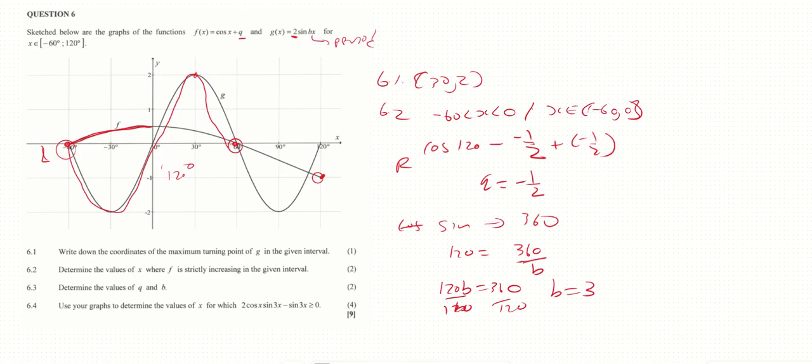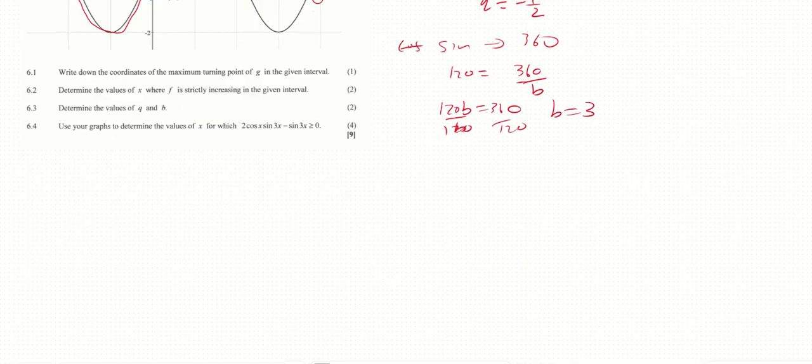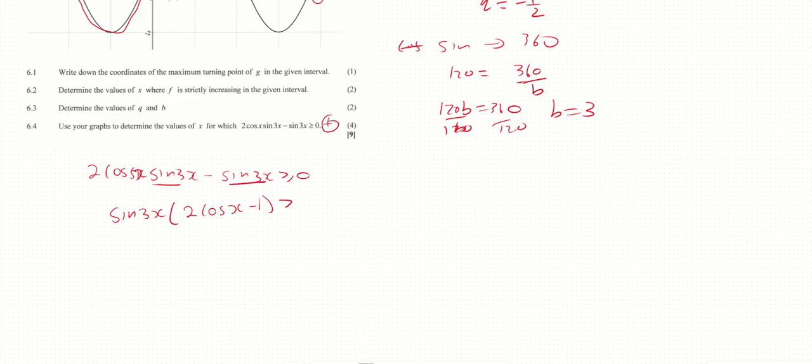So 6.4. Use the graphs to determine the values of x for which 2 cos x sin 3x minus sin 3x is greater than or equal to 0. Now we're going to say 2 cos x sin 3x minus sin 3x equals 0. What are we going to do? Factor out sin 3x, which leaves us with sin 3x times (2 cos x minus 1) greater than or equal to 0.